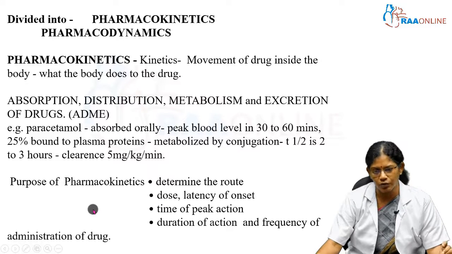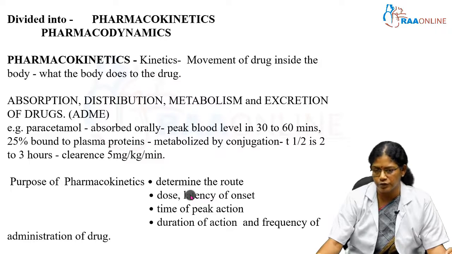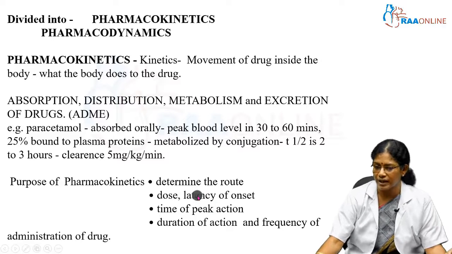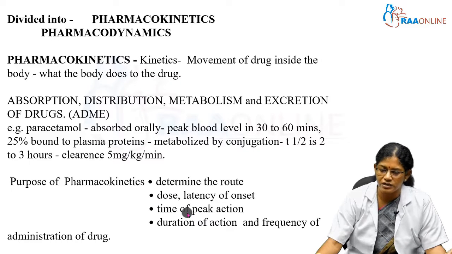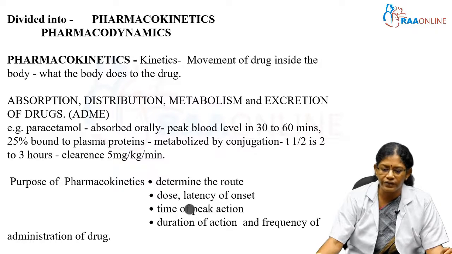Why should we study pharmacokinetics? What is the purpose of pharmacokinetics? By understanding pharmacokinetics only, we can determine the proper route for the drug, and we can decide the dose of the drug. Latency of onset, that means in which route it produces the onset of action. In 20 minutes it produces action, in 15 minutes it produces action. Like that, the onset of action can be decided. And time of peak action, at what plasma concentration it produces peak action. And duration of action, how much time the drug produces the action and how frequently we have to administer the drug.